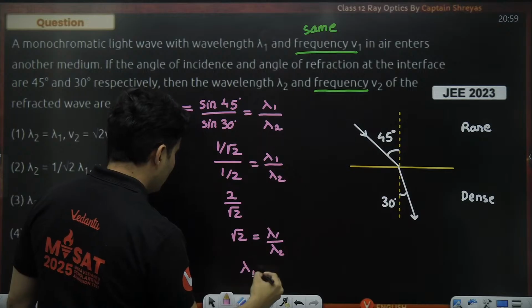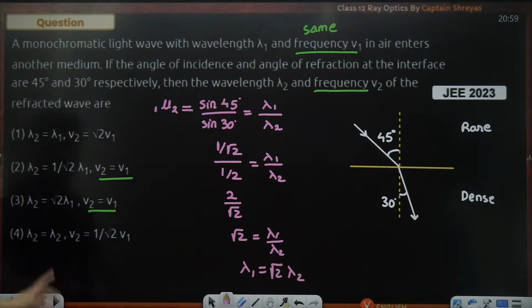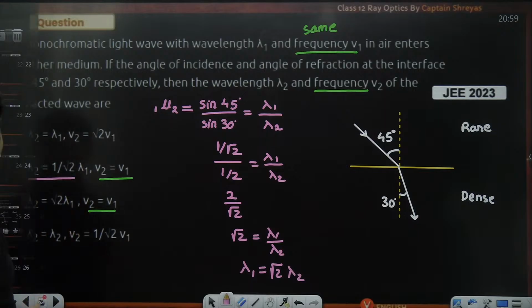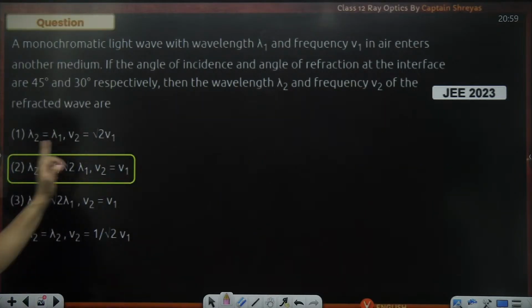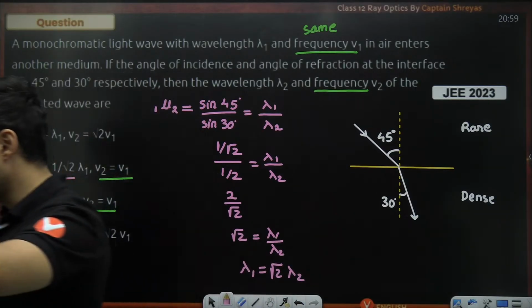So therefore, lambda 1 is root 2 times lambda 2, or lambda 2 is 1 by root 2 times lambda 1, which is right over here. So hence the correct option will be option B or option 2. This is again a direct application of the formula.